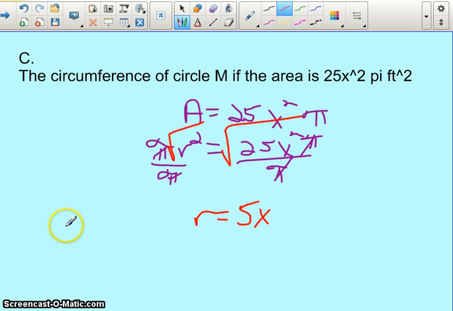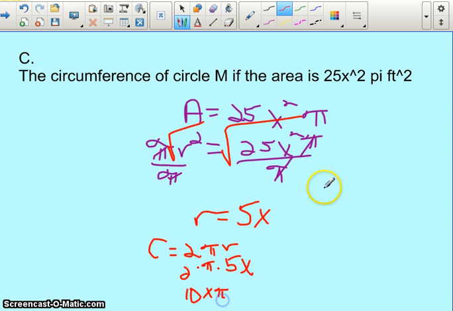So now I'm supposed to find the circumference. So the circumference is equal to 2 pi r. And I'm going to fill in my radius of 5x times pi times 2. So 2 times 5 is 10, so I'm going to have 10x pi, and it looks like it's in feet.